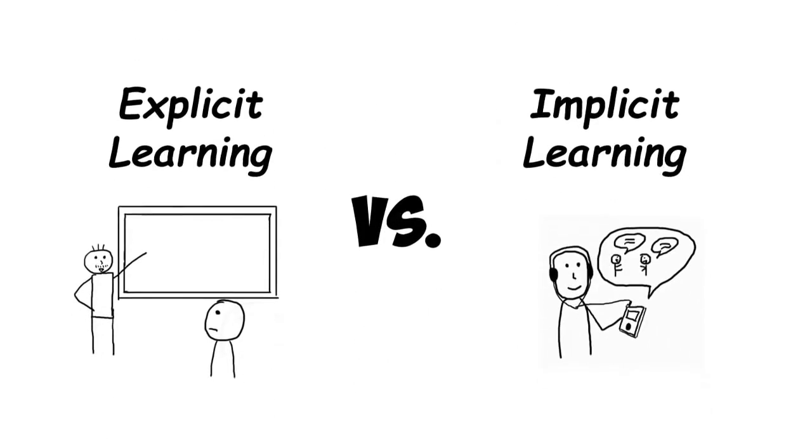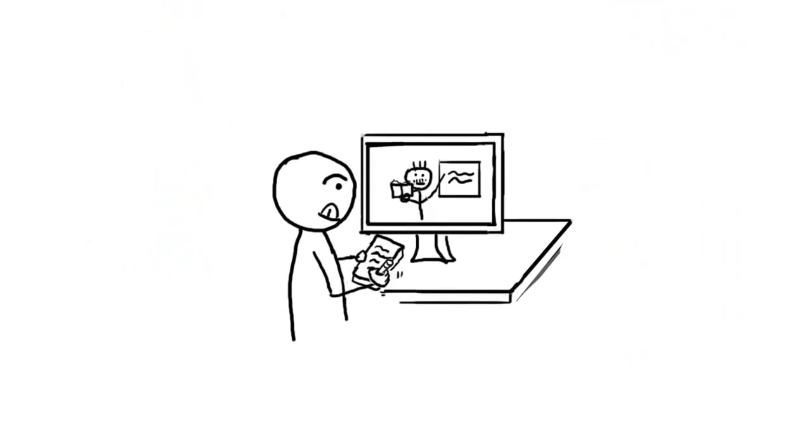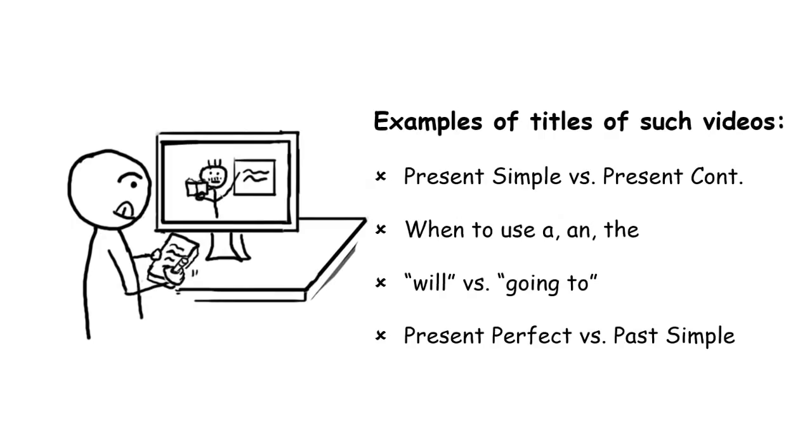For this reason, implicit learning is a much better learning strategy. When you don't have to think about English, it frees up your mind so you can fully concentrate on expressing your thoughts and ideas. Unfortunately, many English students like to learn English in an explicit manner. Some of them spend time on YouTube watching videos about grammar. What they don't realize is that the knowledge they gain from the activity is explicit knowledge, which is almost useless when it comes to speaking.